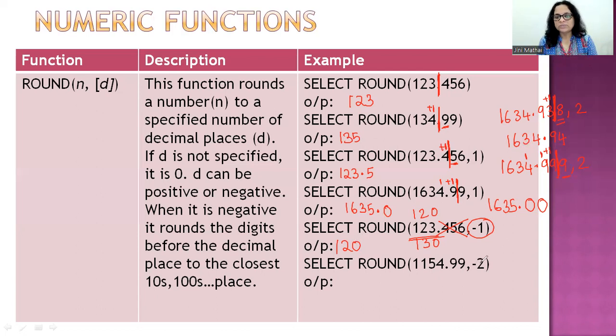Okay, let me give you another example. Let's look at this now. Now, it's minus, right? So just ignore all the digits after the decimal place. Okay, then minus 2. Minus 2 means now I don't want tens places. I want hundreds places. What are the hundreds places? 100, 200, 300, 800, 1000, 1100, 1200, and so on. Now, 1154 comes between which two hundreds? 1100 and 1200. Correct?